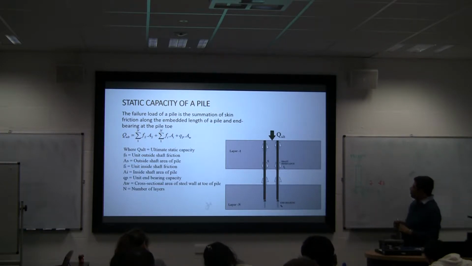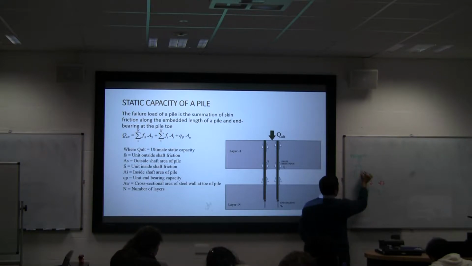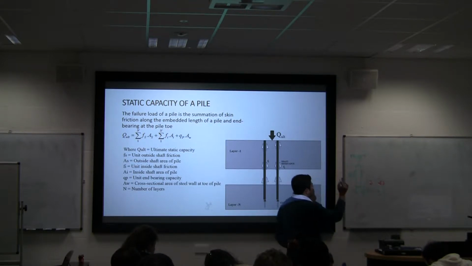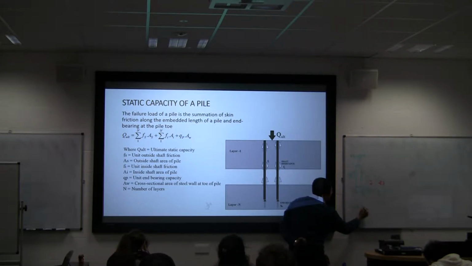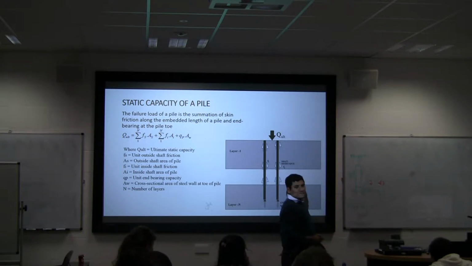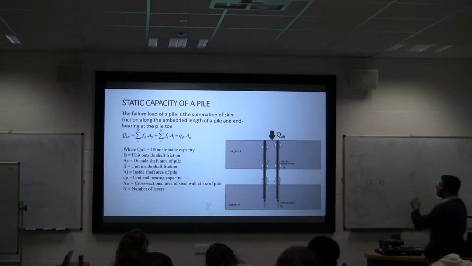And then what you do, you add here the friction part. So you add QS. So in this case, the capacity is QS plus QB. Now that's a plugged case.